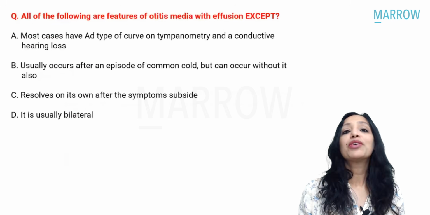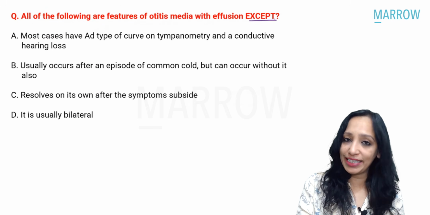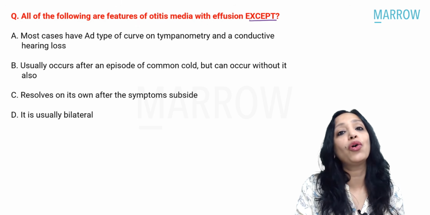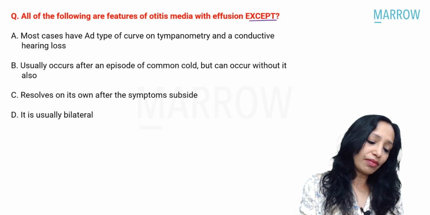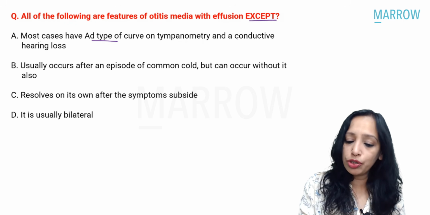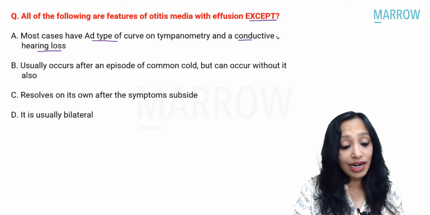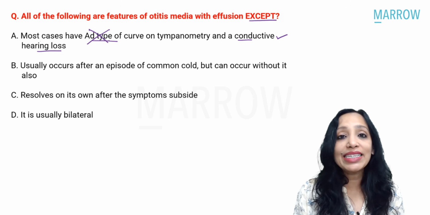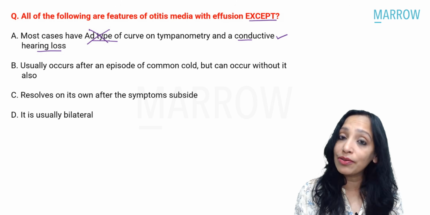So, let us start. The first question: all the following are features of otitis media with effusion except. What is being asked is which of the following is not a feature of otitis media with effusion, that is serous otitis media. The first choice: most cases have a B type of curve on tympanometry and a conductive hearing loss. Serous media, yes, the hearing loss is conductive, but the curve on tympanometry is not the AD type of curve. AD is seen in ossicular discontinuity, whereas in serous media, what is the curve that we see?